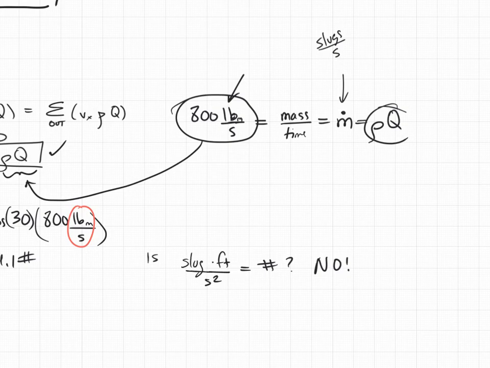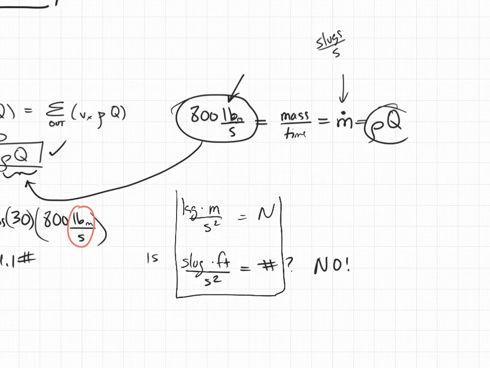Now you might say, how am I supposed to remember that? Well, you know that in the metric system, kilogram meter per second squared is a Newton. This is exactly the same thing: mass times acceleration equals force. So we need this to be in slugs per second. So how do we get from pounds mass to slugs? Well, 32.2 pounds mass per slug.